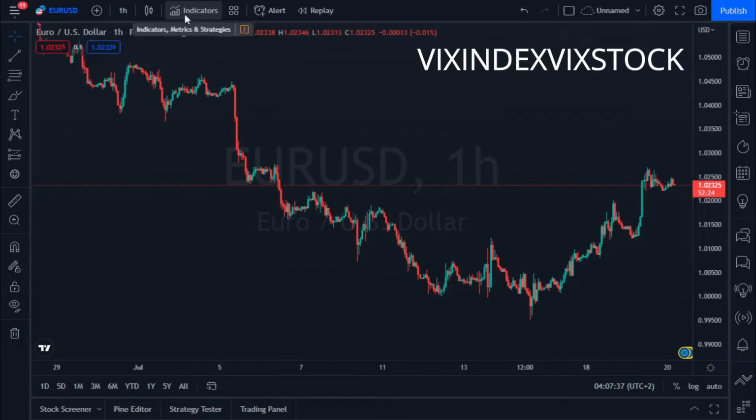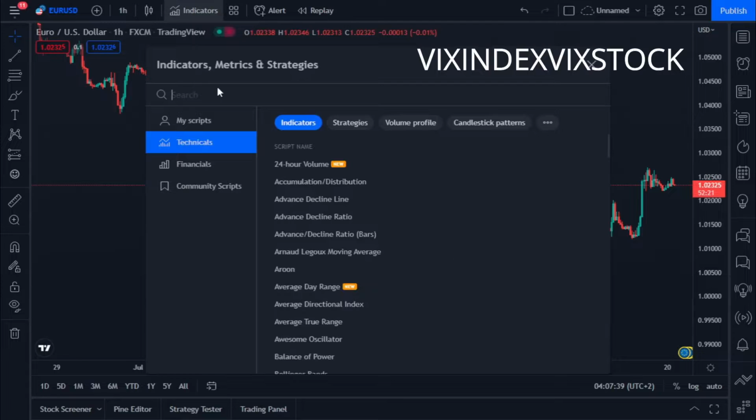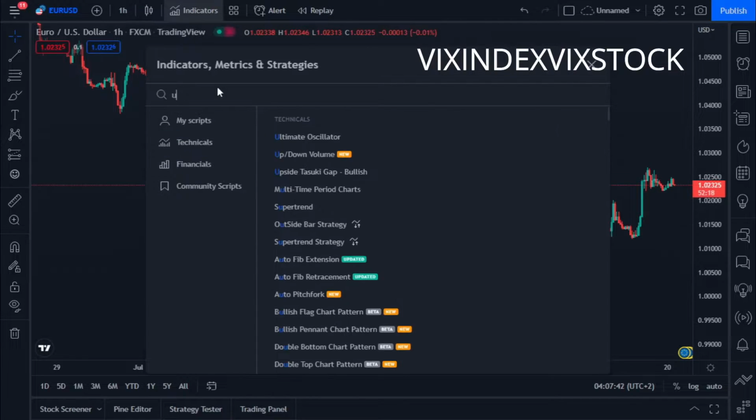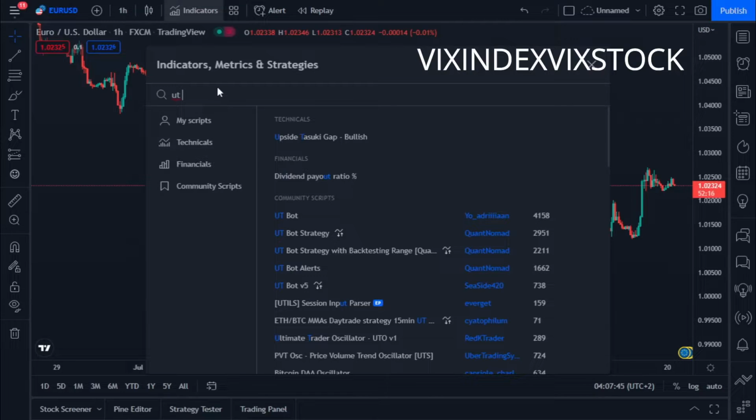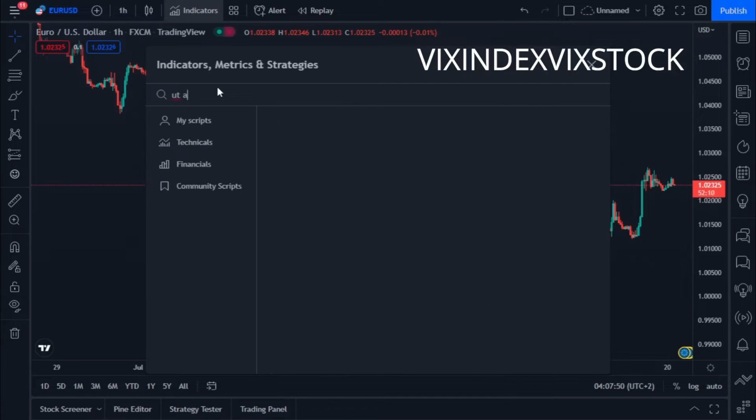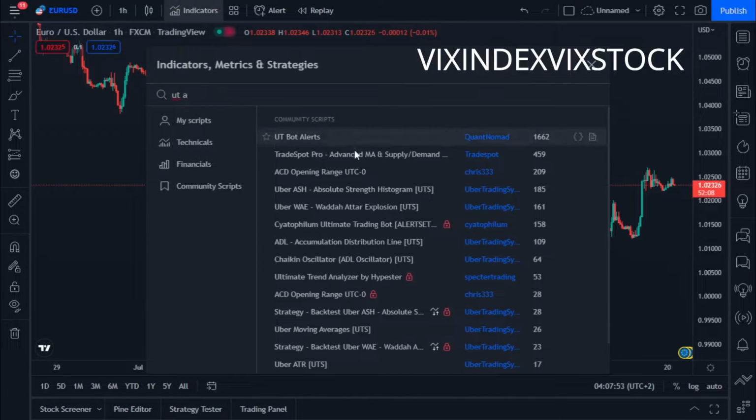So what are you going to do now? What's going to happen is you are going to go to your indicators, and you're going to search for UT alert. Okay, this one. This is what we want. Yeah, this is UT Bot Alerts. This is the indicator that was on the premium shelf, but now it's available for free, and you can see a lot of people have just rushed and started downloading it.